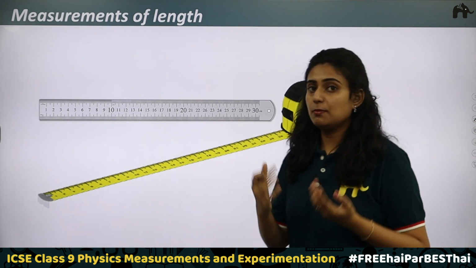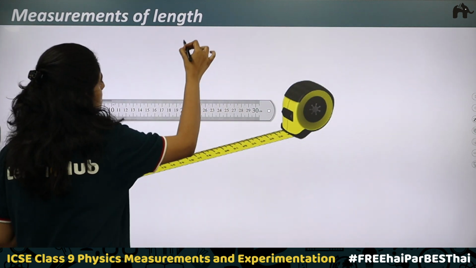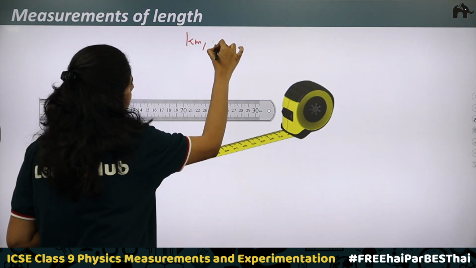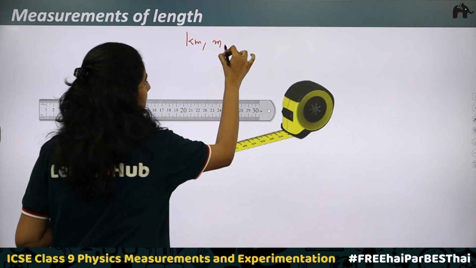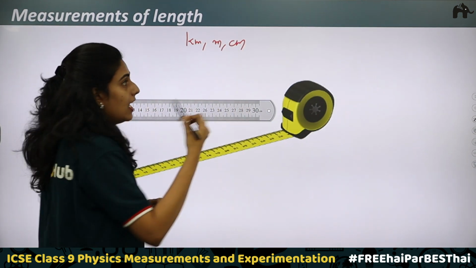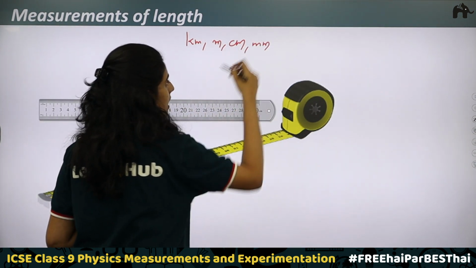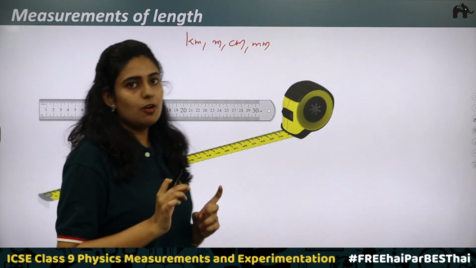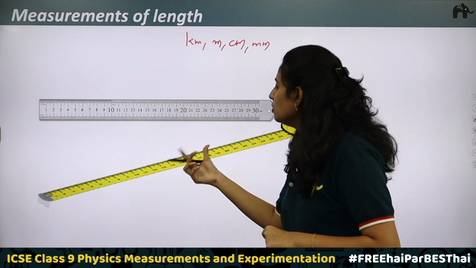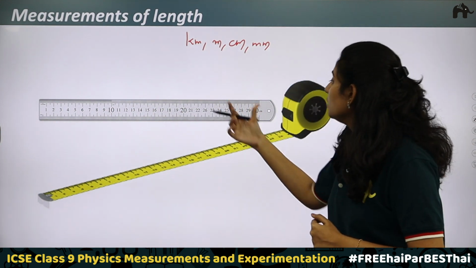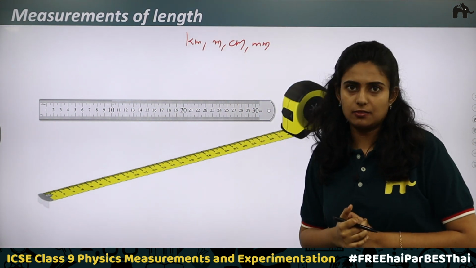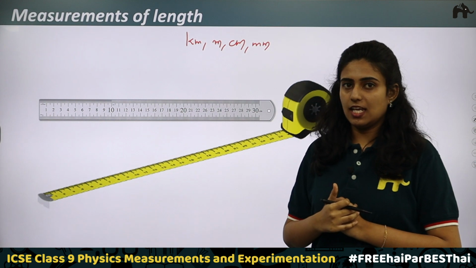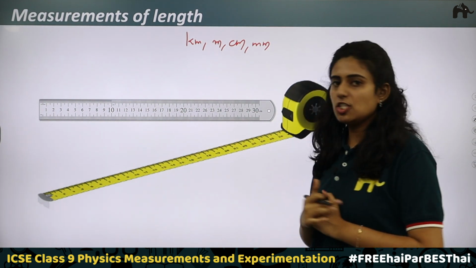Yes, we know measurement of length. That is, length is measured in kilometers, in meters, in centimeters, in millimeters, and there are smaller other units to measure length. Now, my question is, here I have two things which are used to measure length. We have a meter scale and here we have a measuring tape.